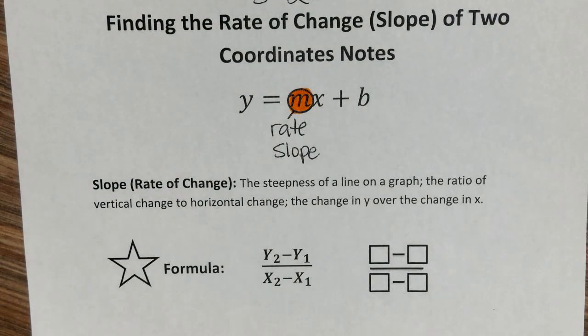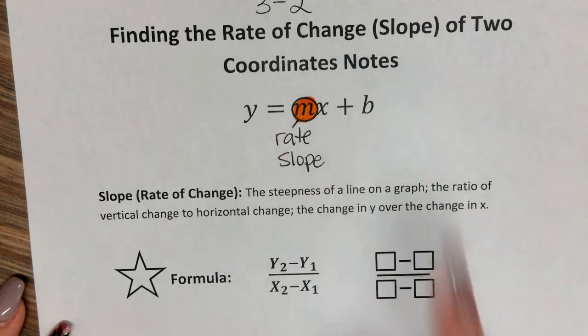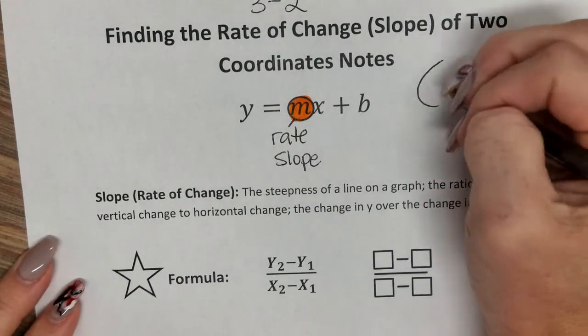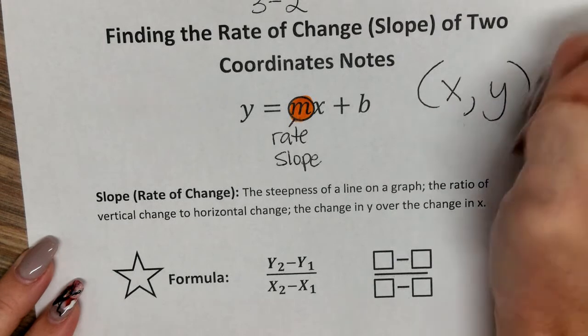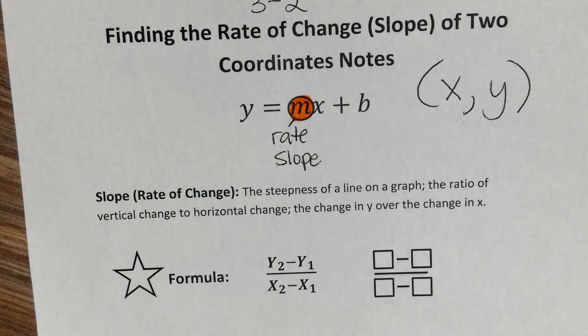We have found how to find slope of a graph by doing rise over run. And now we're going to find how you find slope of two coordinates. And everybody write this down: a coordinate is an x, comma, y. Never x, comma, x. Never y, comma, y. Always x, comma, y. Yes?